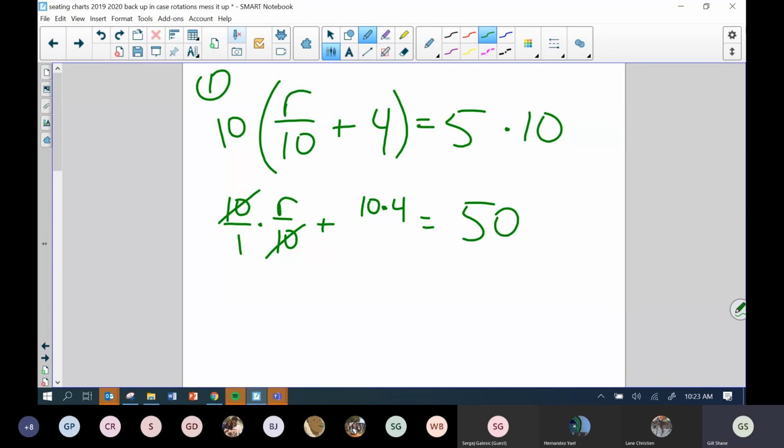Can anybody tell me what a variable is? What is a variable? You guys freak out when you see variables, and they're not that big a deal. Anybody? I'm going to come back to it in a second when I finish this.